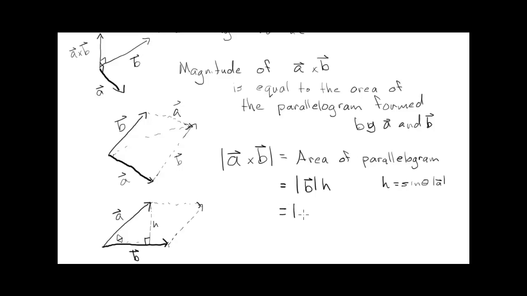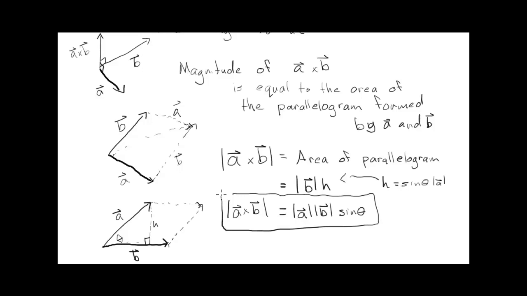So it's equal to the magnitude of A times the magnitude of B times the sine of theta, just by substituting this into that. So the magnitude of A cross B is equal to this. So this is a formula for the magnitude of A cross B.